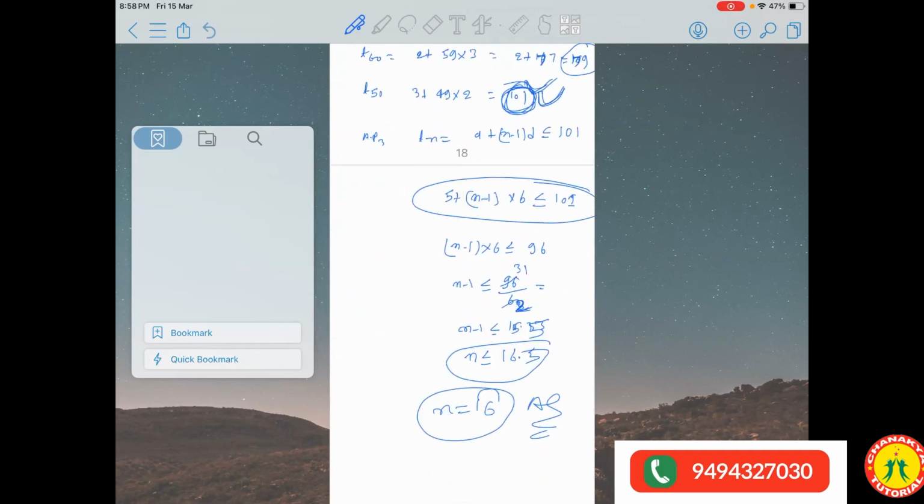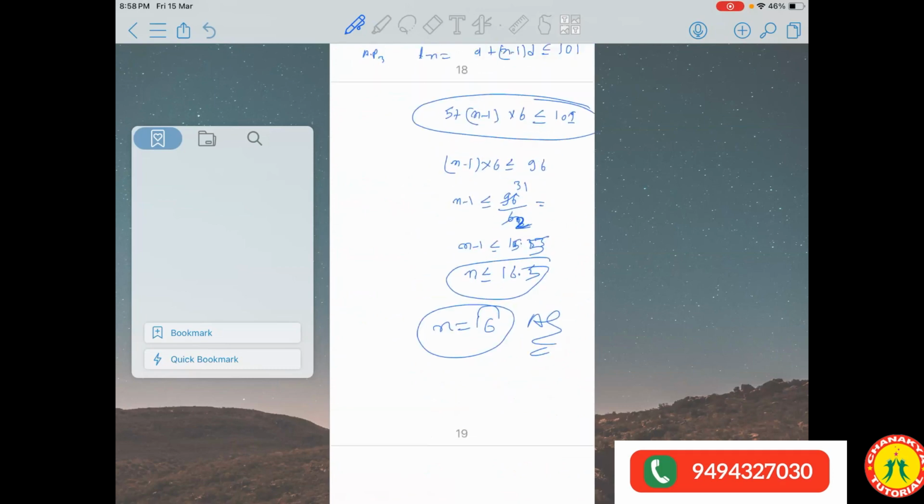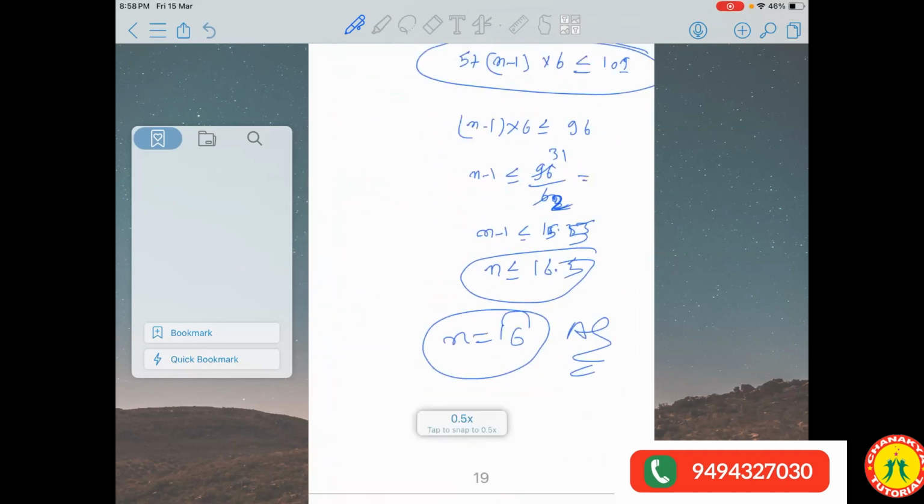Now I'm teaching GP. Anyone know the GP? Geometric progression. Any doubt up to now? Numbers are in the same ratio, right? Yeah, same ratio.